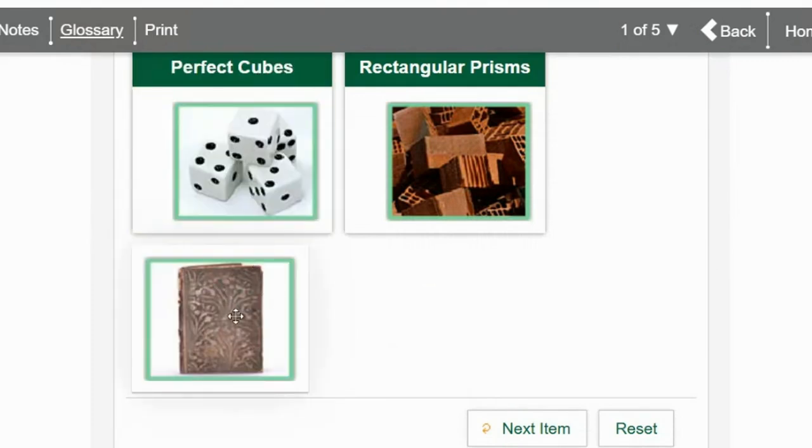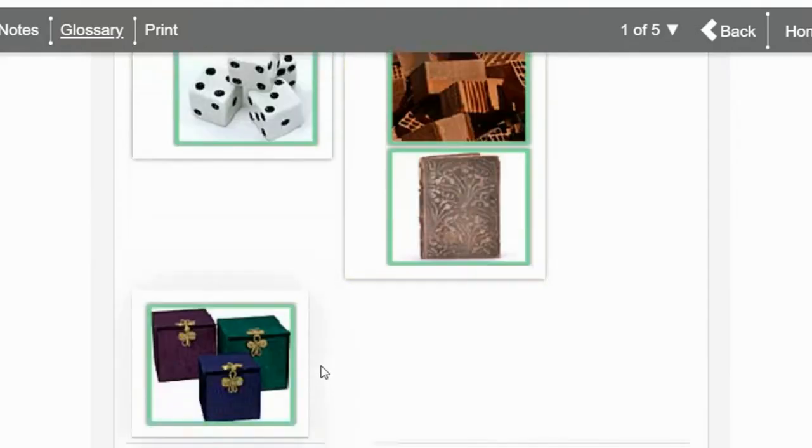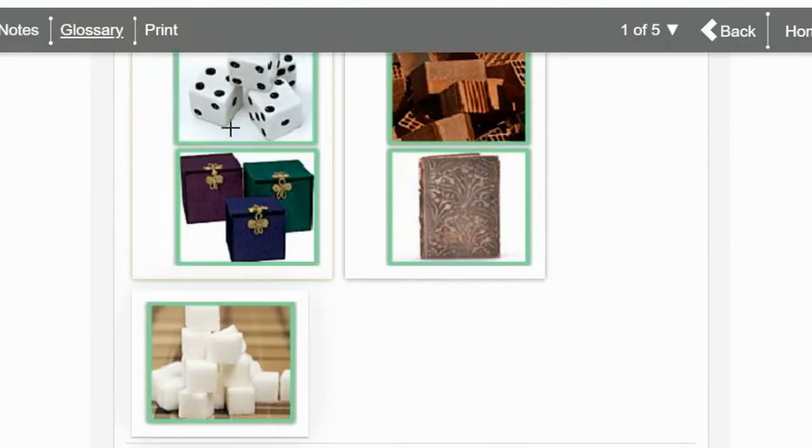How about like a book? A book can be a rectangular prism when it's closed because it has a height and a width and a length. And yeah, books are just rectangular prisms. How about this? Oh, these are like jewelry boxes, it looks like. And they appear to be the same height and width and length. So, yes, good job. It is a perfect cube.